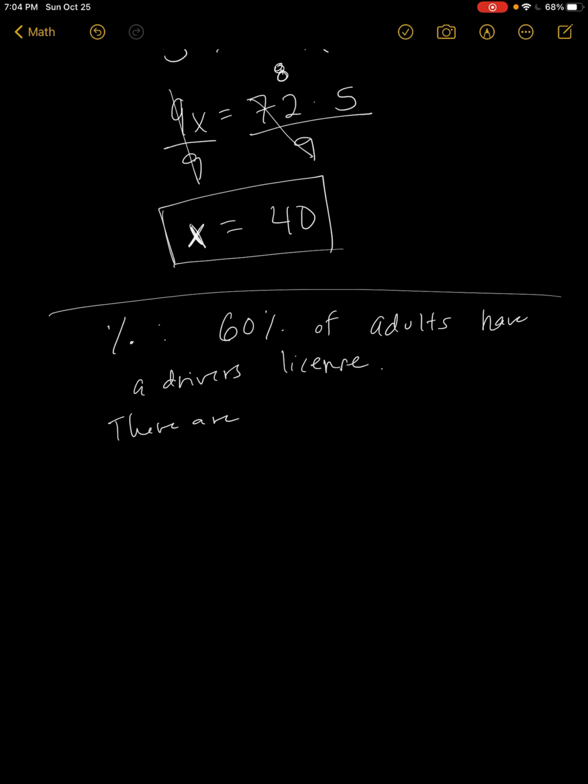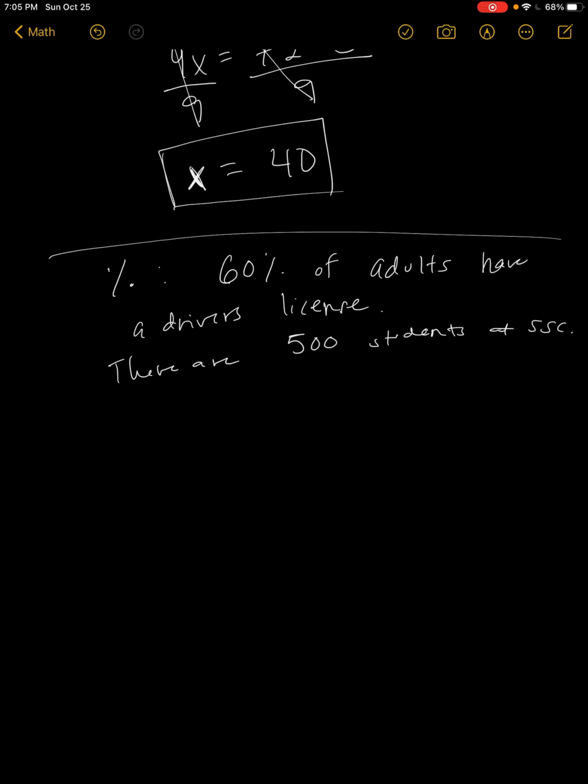There are 500 students at South Seattle College. Again, these are all lies. So there are 500 students at South Seattle College. How many drive or have a driver's license? Right. And this is kind of an estimation.